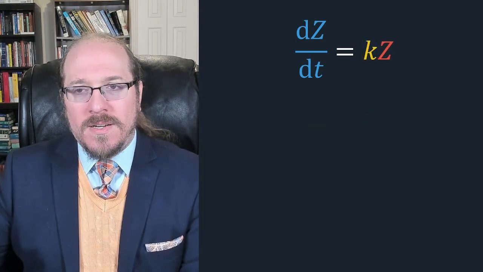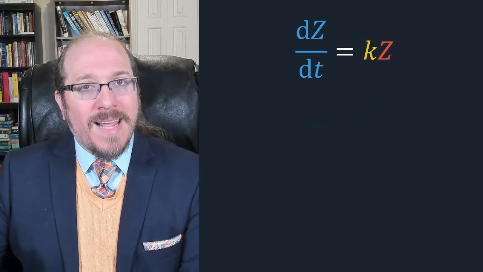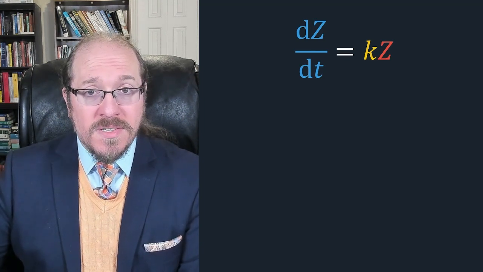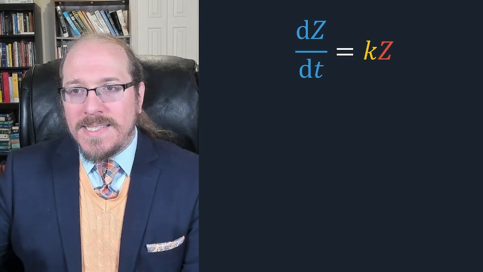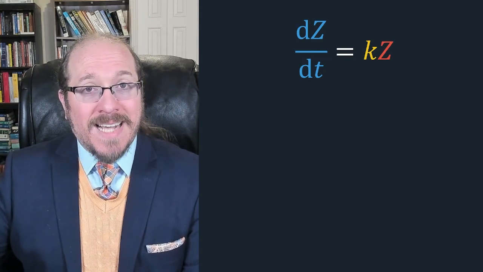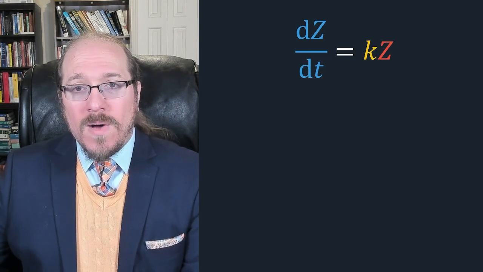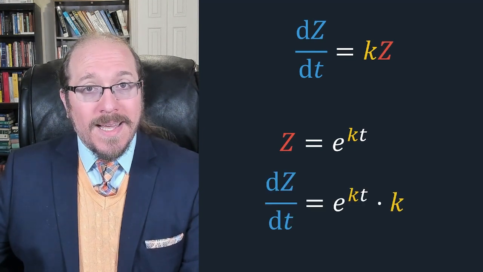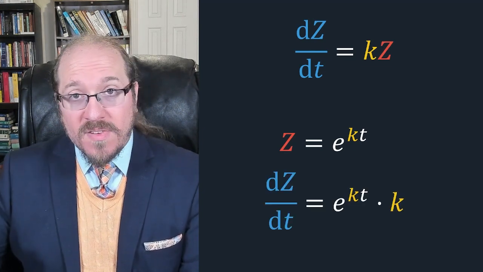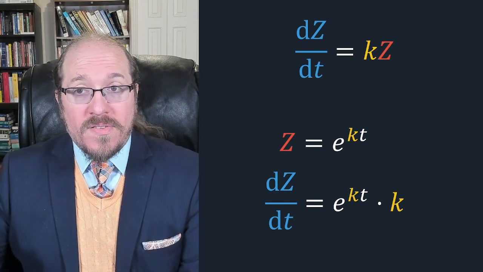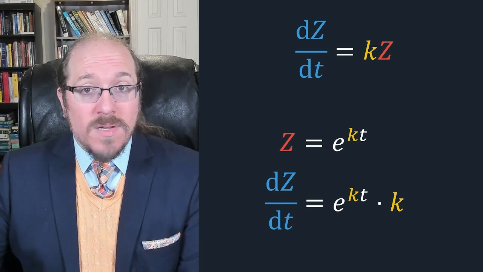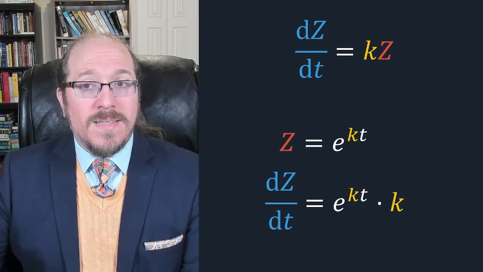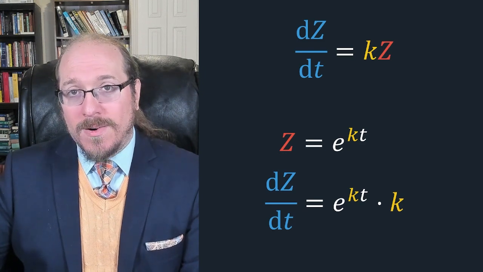So we want to know what if the derivative of z is k times z. It sure would be nice if the answer was still an exponential function, but how could we modify e to the t to make it so that its derivative has an extra factor of k? Well, if we made it e to the kt, then when we take the derivative, we get e to the kt times the derivative of kt, thanks to the chain rule. The derivative of kt is k, so there's our extra factor of k. So that's a solution to the differential equation. z equals e to the kt power.